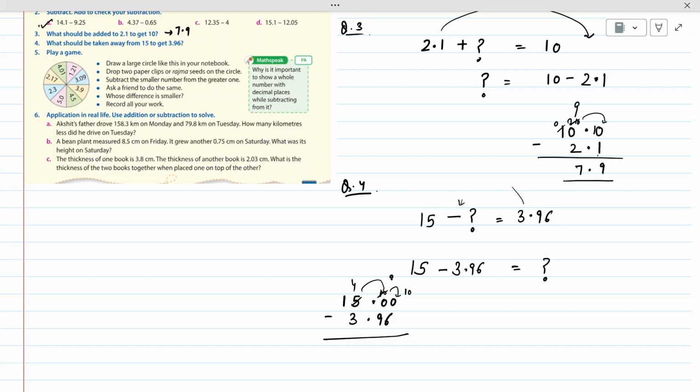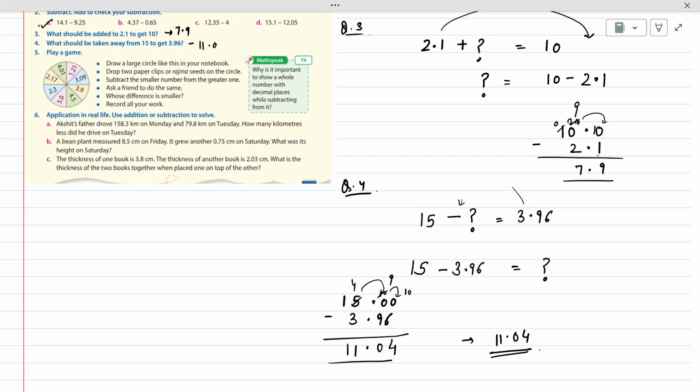And finally 9. General subtraction, 10 minus 6 will give us 4. 9 minus 9 will give us 0. 4 minus 3 will give us 1. And our answer is 11.04. Okay. So this is the next question we have done.